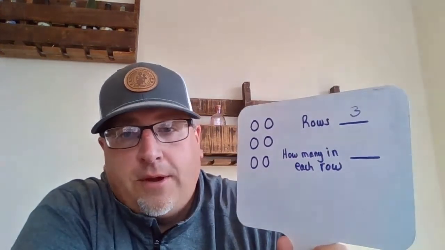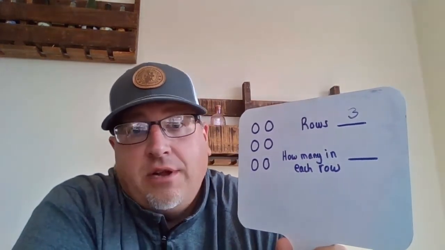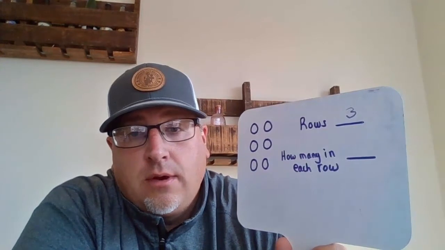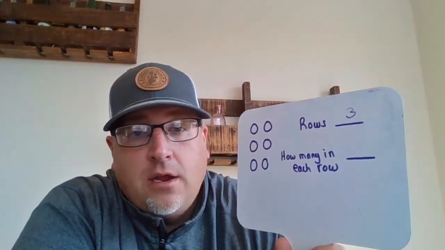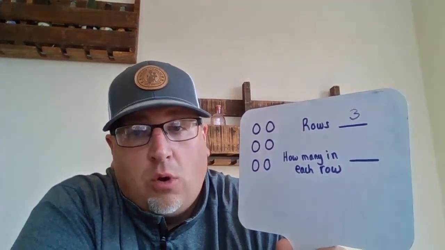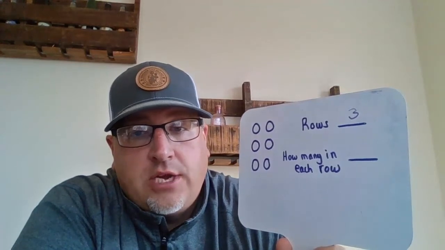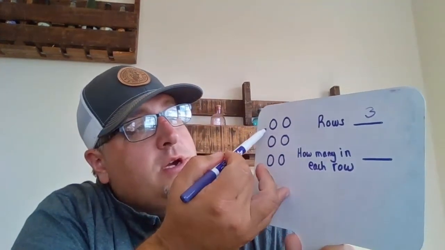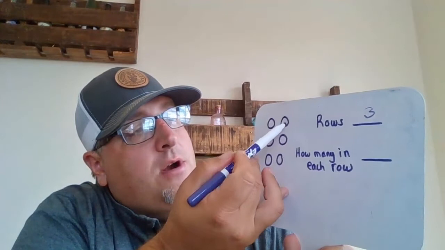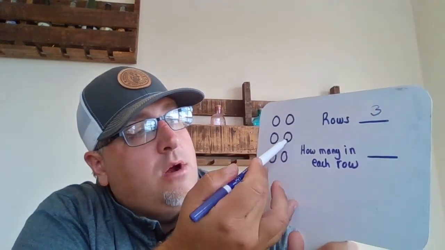So in there, I'm going to put 3. Now, how many are in each row? Okay? How many are in each row? Let's check it out. So here's my row right here. I know that there are 2 in that row.